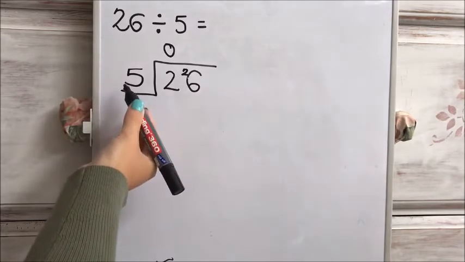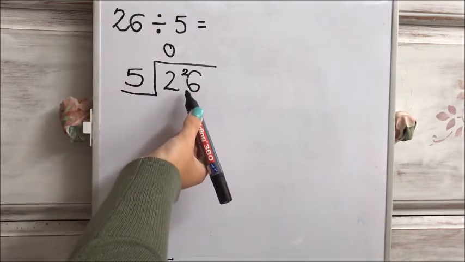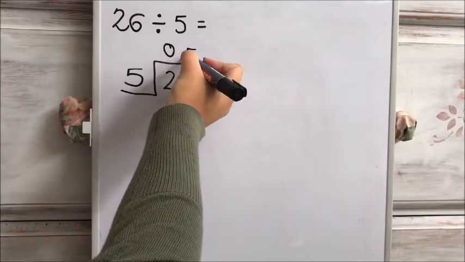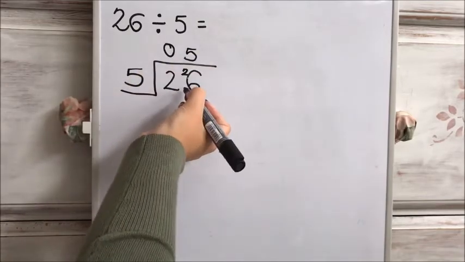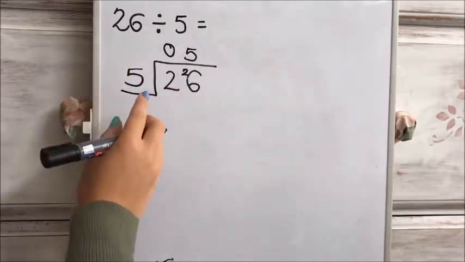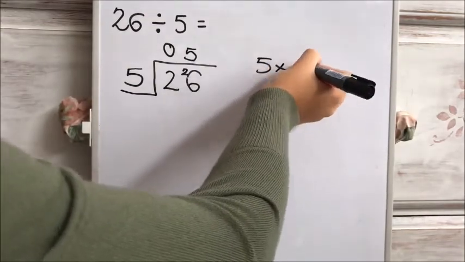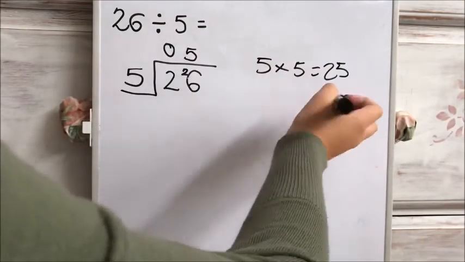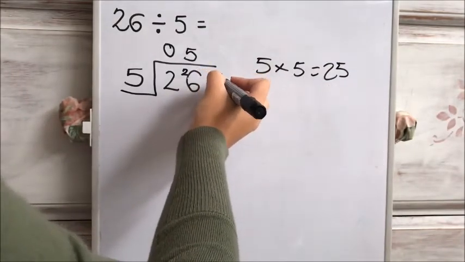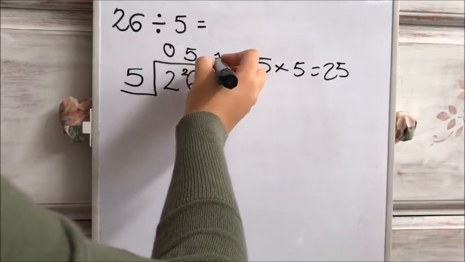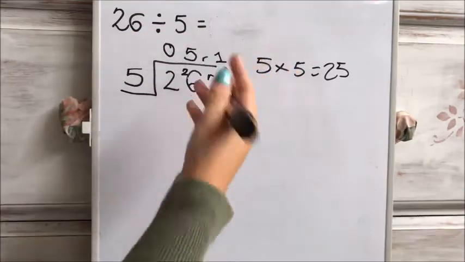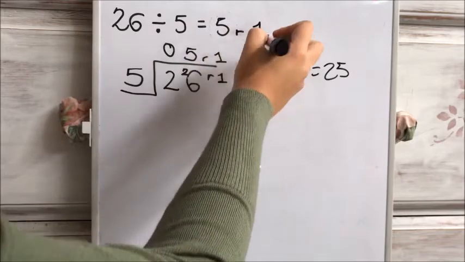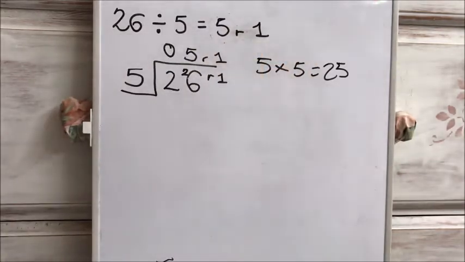So we carry the 2 across, making this number 26. Now we need to ask ourselves, how many 5s go into 26? Well, we know that 5 times 5 is 25. So it's a fairly good guess that you would have 5 go into 26. However, we would also have 1 left over, because 5 times 5 is 25, not 26. And as 26 is 1 more than 25, we have a remainder of 1, which we will put up at the top. So we write that quite simply, a big 5, a little r, and then 1. 5, remainder 1. And that's all there is to it.